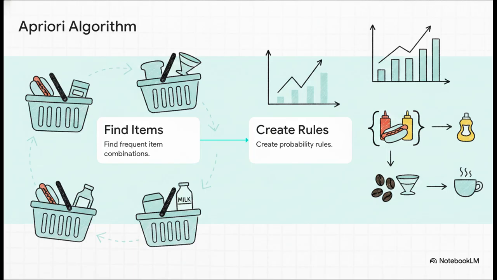Step 1. The algorithm scans millions of shopping baskets to find items that frequently appear together, like, say, noticing that hot dogs and ketchup are bought together all the time. Step 2, it creates probability rules. It literally calculates the likelihood that if you buy item A and item B, you will also buy item C. So if a grocery manager sees a strong rule connecting these items, they might just place the ketchup right next to the hot dogs to drive up those sales.